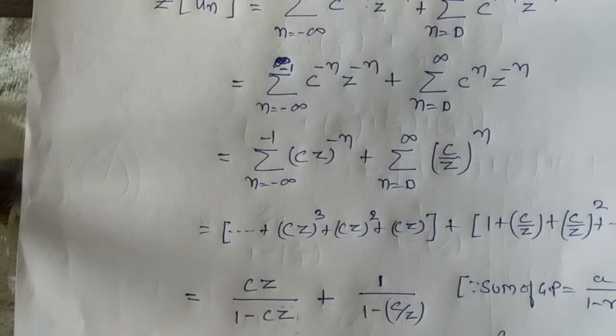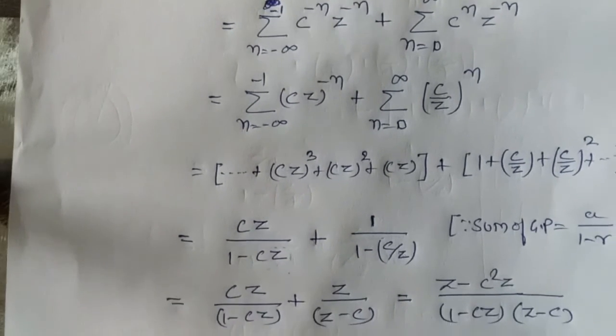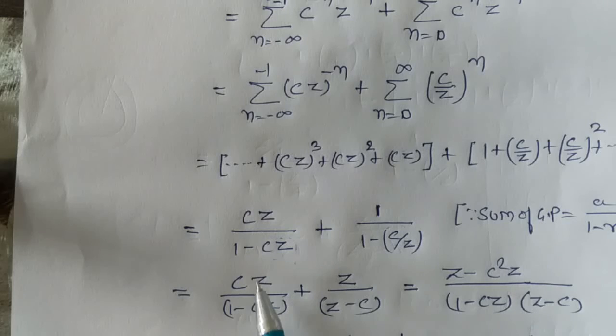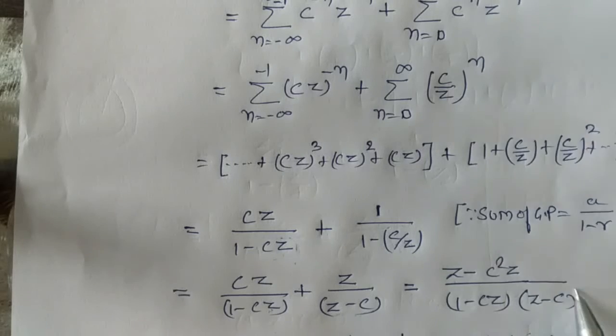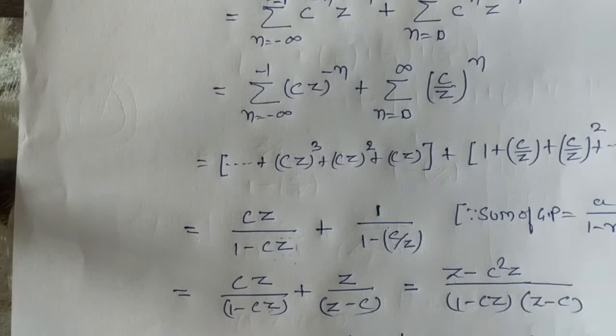Now simplifying this, we get cz upon 1 minus cz, plus here z is the LCM, goes in the numerator, then we have z upon z minus c. Taking LCM and simplifying, we get z minus c square z upon 1 minus cz into z minus c, which is the z transform of the given sequence.